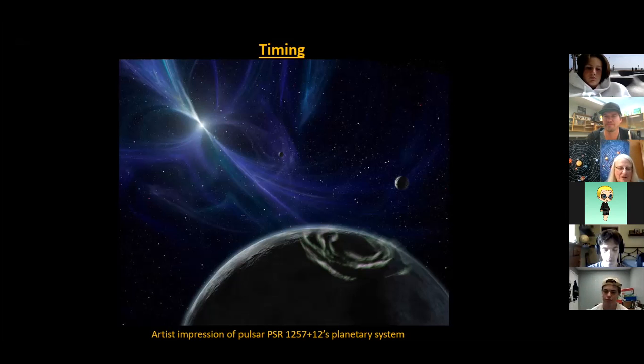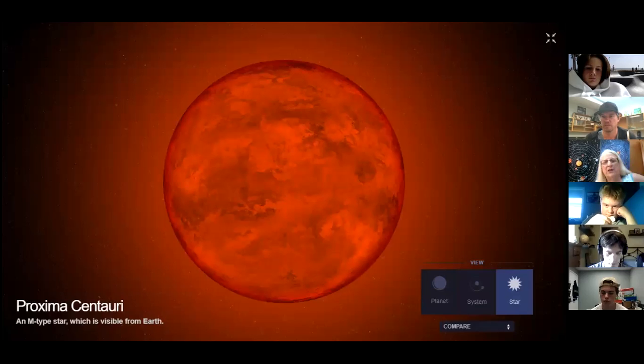Pulsars emit high intensity radiation that would just wipe out any life found on Earth that tried to exist on one of these planets. Those are the main ways we find planets. Here's just a couple planets that we can look at.